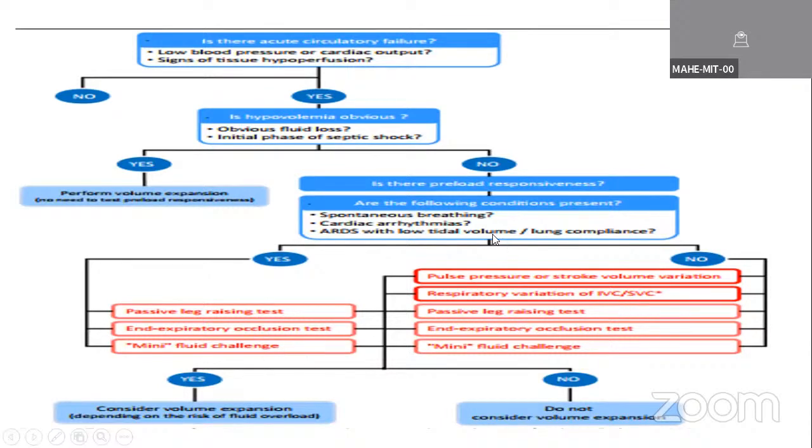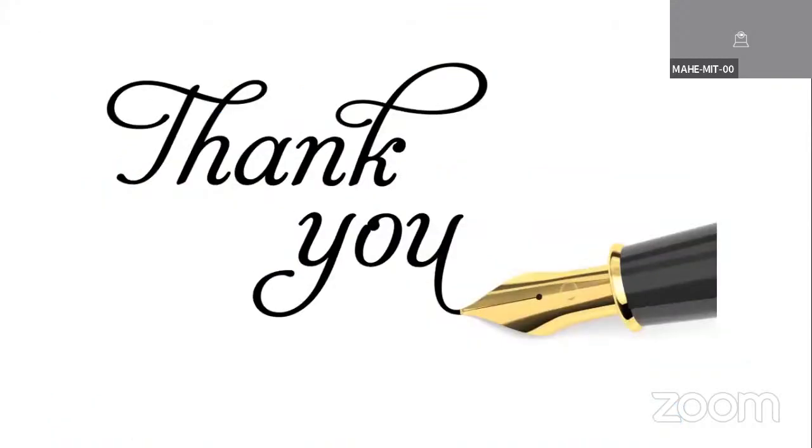If the patient doesn't have these, the patient is mechanically ventilated without cardiac arrhythmias, having a tidal volume of more than 8 ml per kg. If they meet these criteria, then we can use pulse pressure variation, and even SVC or IVC variability can also be used. Based on this, we can determine whether the patient is fluid responsive or not. Thank you.